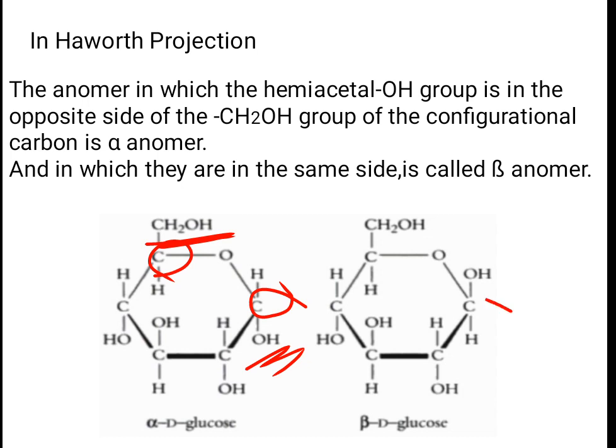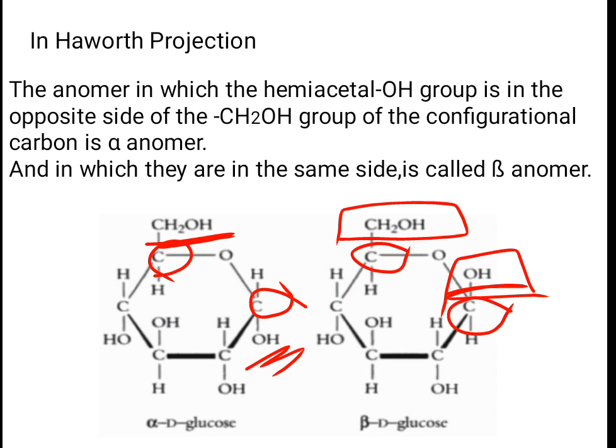And here the anomeric carbon, and this is the OH group, here the configurational carbon, and this is the CH2OH group. These two groups are in the same side. That's why this is the beta anomer. In case of Haworth projection, you have to see this.